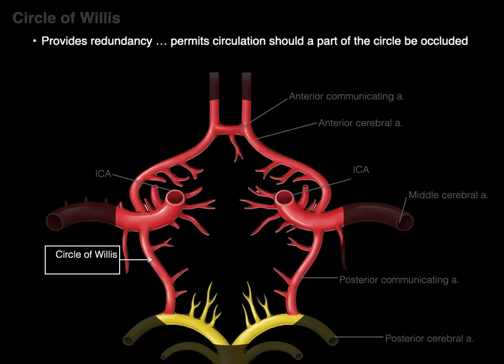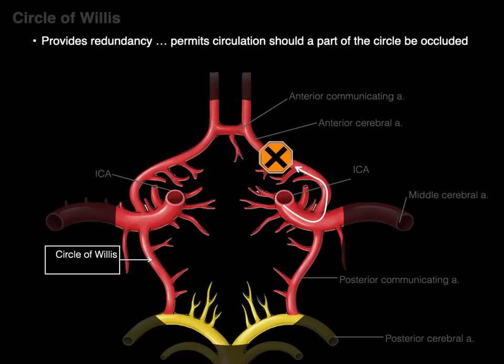Okay. The circle of Willis provides redundancy. It permits circulation should a part of the circle be occluded. What do we mean by that? Well, here's that picture again, and you can see the circle of Willis in that dashed area. Now, let's say that right there is an occlusion of the anterior cerebral artery within the circle of Willis. So blood comes up through the internal carotid artery and shing, blocked. So blood on this side cannot get through to the anterior cerebral artery because it's blocked.